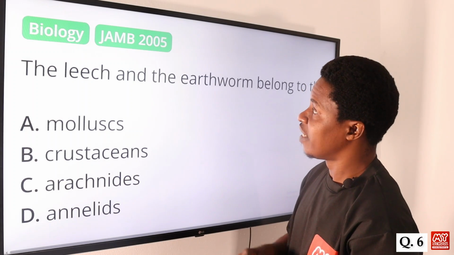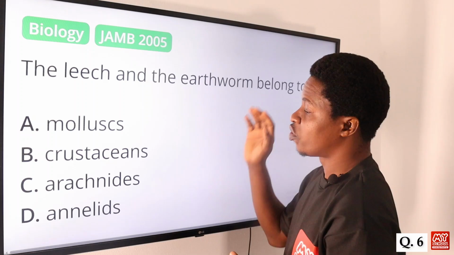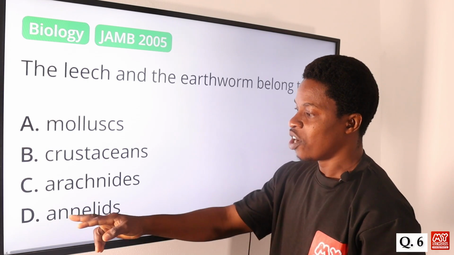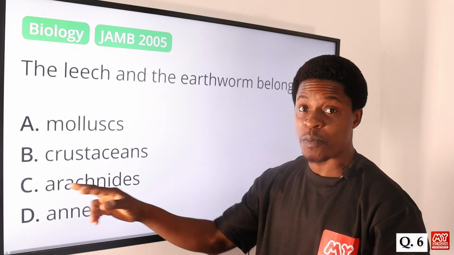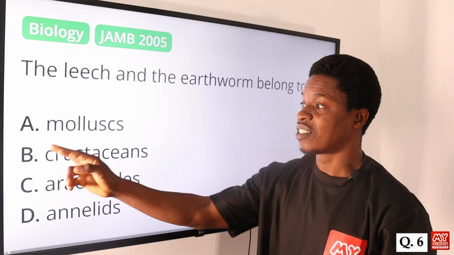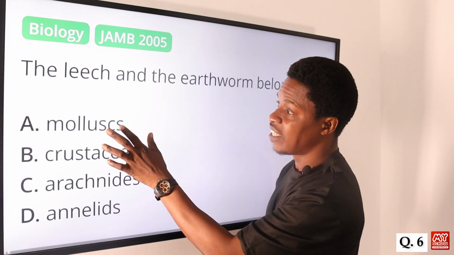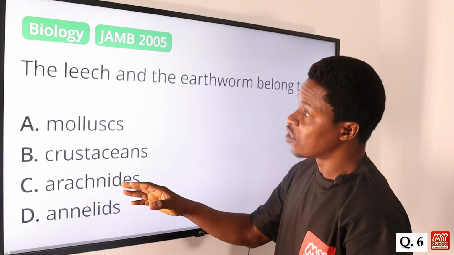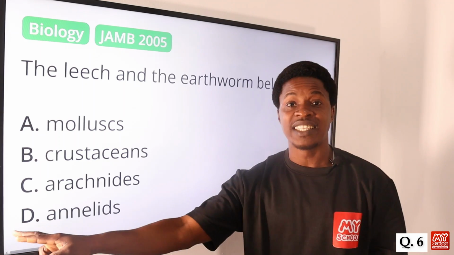From what we just saw in the diagram, the leech and the earthworm belong to the phylum Annelida, which are called annelids. They are not arachnids. Arachnids are like your spiders and scorpions. Crustaceans are like your prawns and crabs. They are not like that. Then the mollusks, we talk about the snails and so forth. So among all of these options, the leech and the earthworm belong to the annelids. The correct answer is option D.